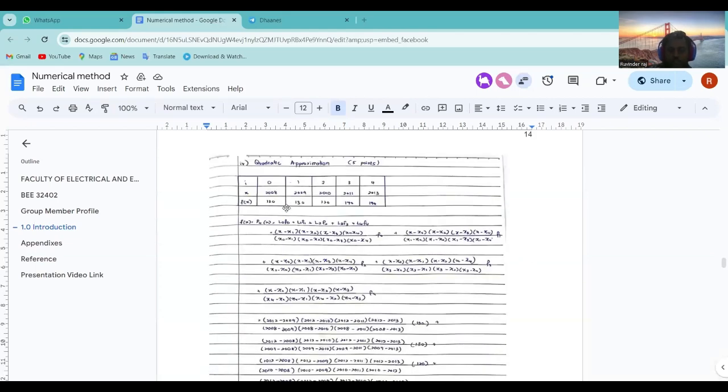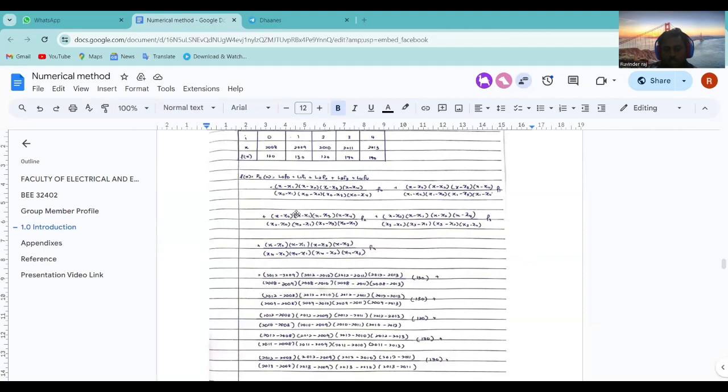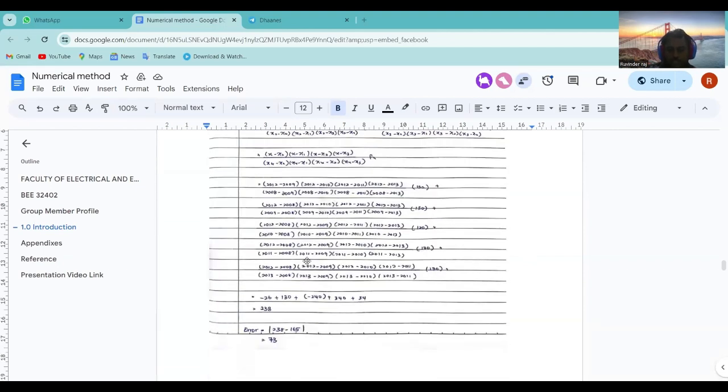And for quadratic approximation, by using these data points, x equals 2012, which is mid-range of 2009, 2000, and 2013. By using this polynomial formula, we can get the value for x equals 2012 as 238, and the error for the polynomial interpolation is 73.